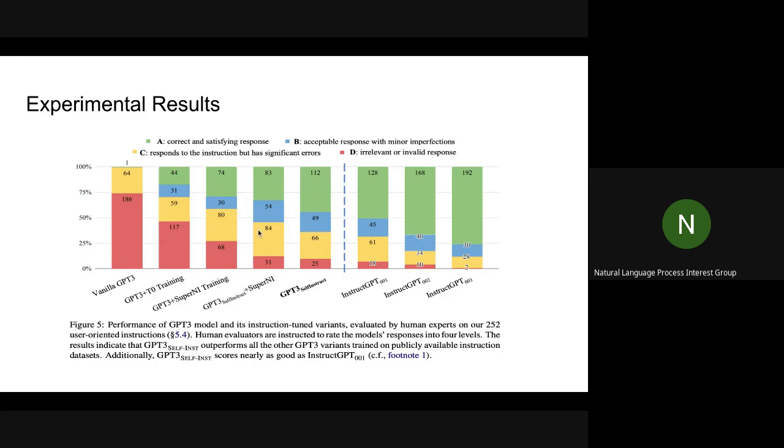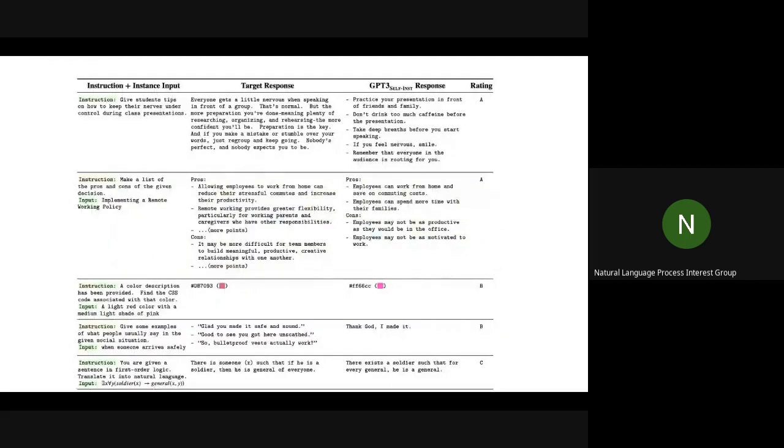As you can see, it seems to be doing a decent bit better. And then InstructGPT is obviously quite a bit better. But the main goal of this paper is how do we get to this without investing so much money in human annotations? And these are just some examples that the paper provided.